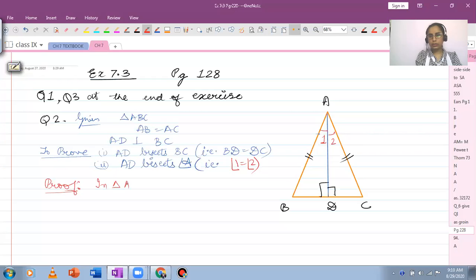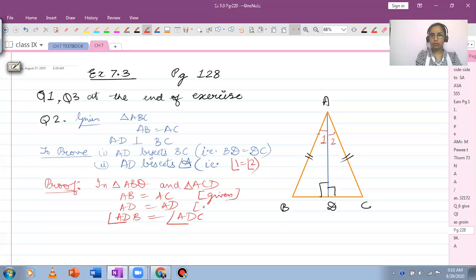So let's just write the congruence. Triangle ABD and triangle ACD, starting with the two equal sides, and then the common side, and then the 90-degree angle. So I'm just writing down the names here, ADB and ADC. So this is given. This is the common side, and these angles are each 90 degrees.